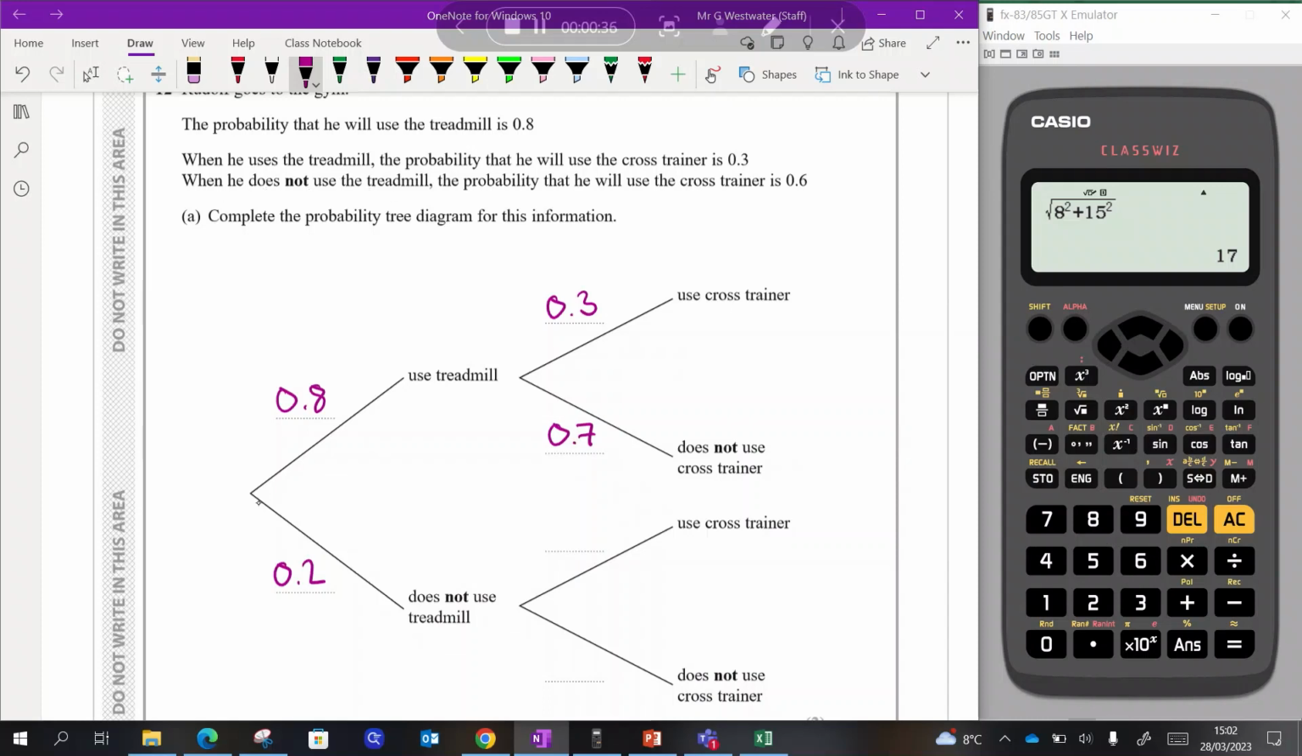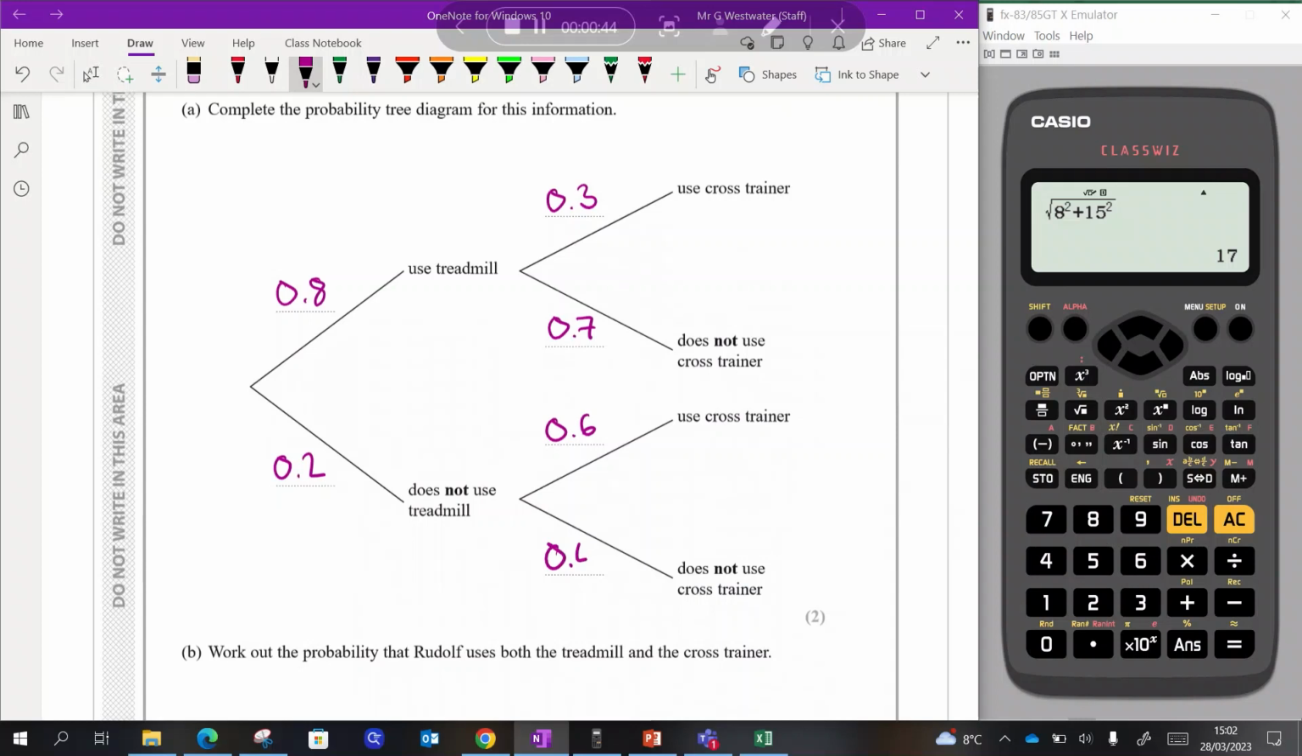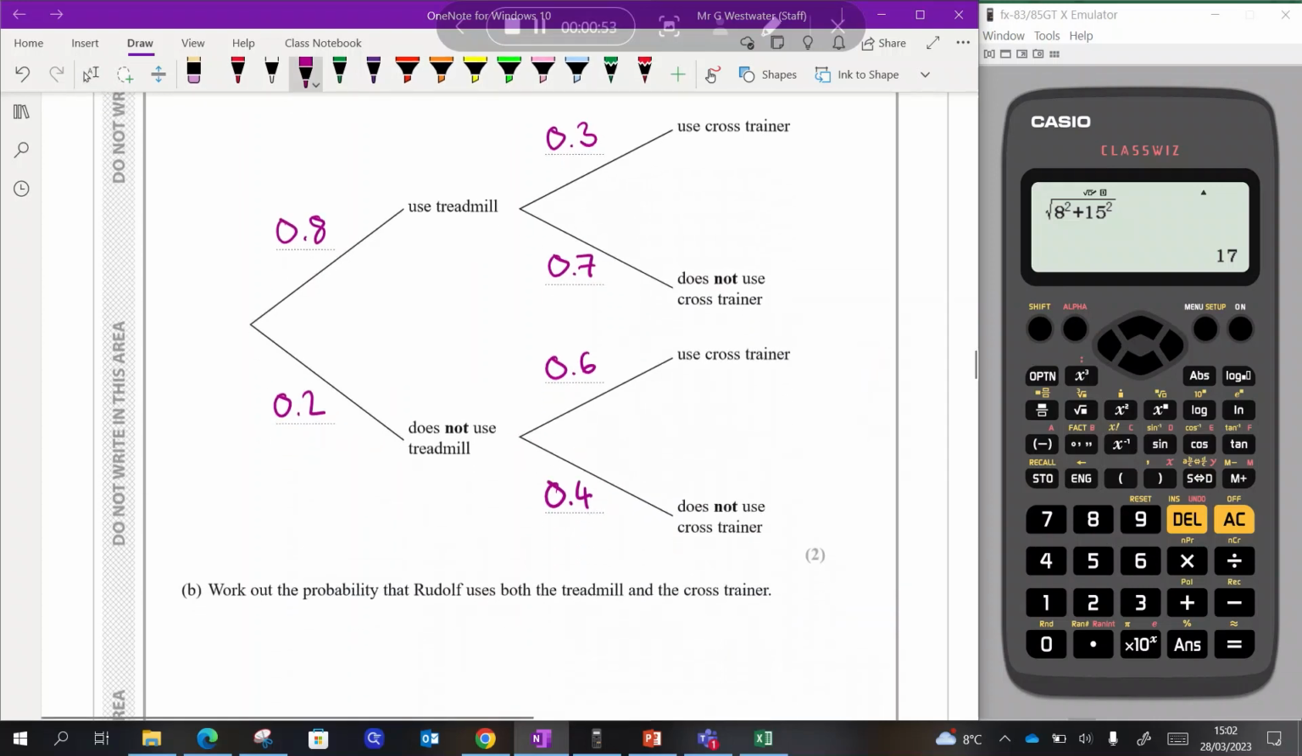When he does not use the treadmill, the probability he will use the cross trainer is 0.6. Okay, so now this becomes 0.6, meaning that this probability is 0.4. Complete the probability tree diagram for this information. Well, I thought I've just done it. There we go. You can put the probabilities at the end, and we can do that by multiplying along, so 0.08, 0.12, 0.56, and 0.24, and you can add those all up and make sure they sum to 1, but they do.